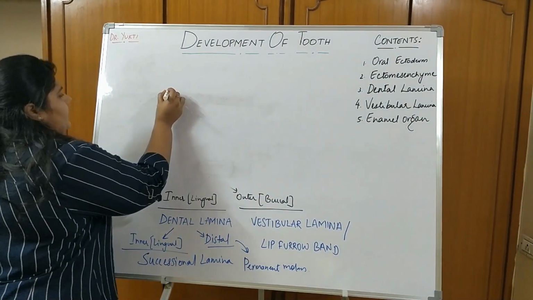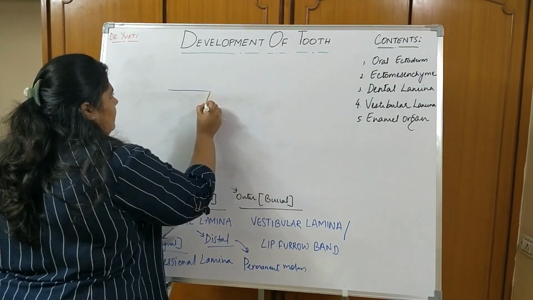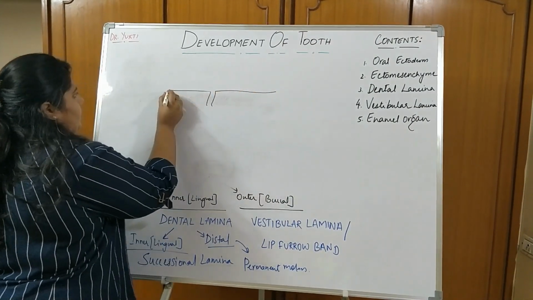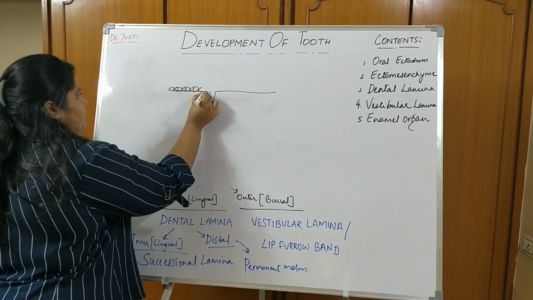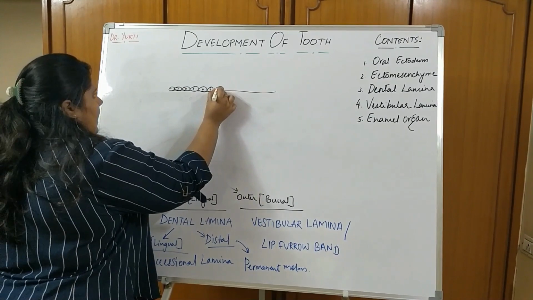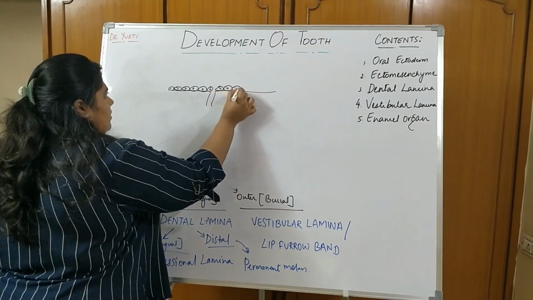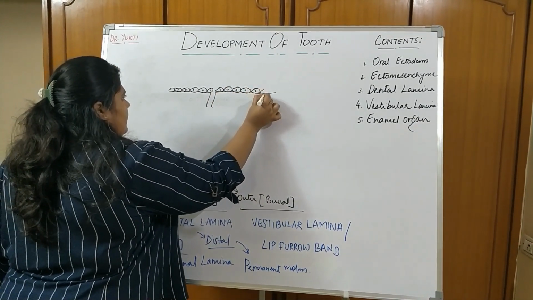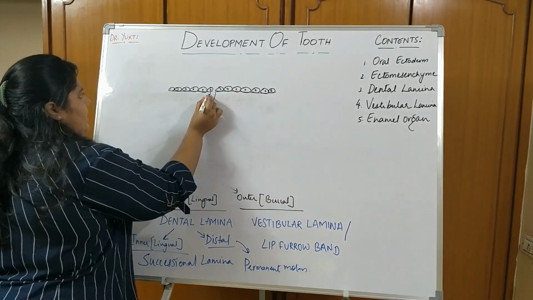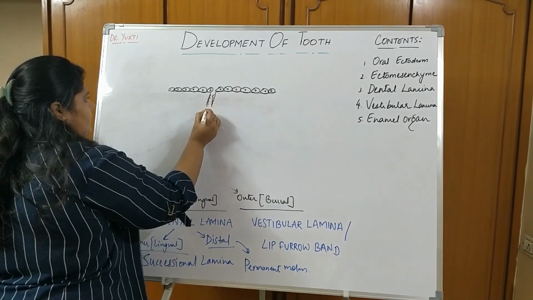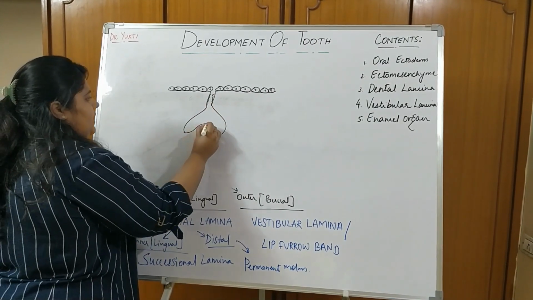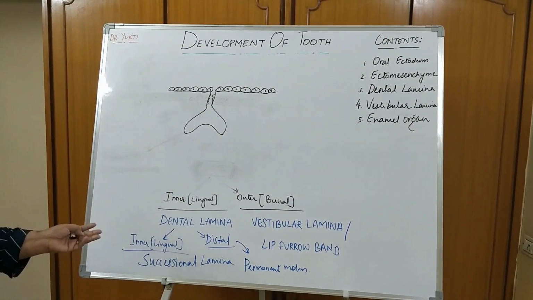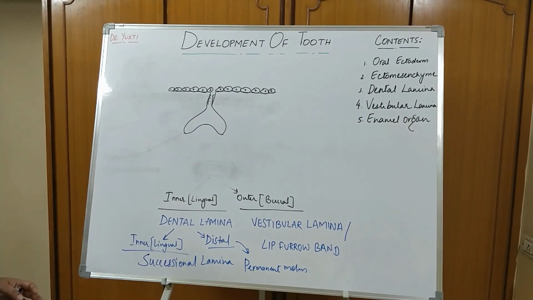So let me draw a figure here for you to understand. This is a dental lamina. This is the oral ectoderm. Okay? And from the oral ectoderm, we see the dental lamina. And this dental lamina will come and give rise to the enamel organ. All these things we will see. How does it give rise to it, what is the shape of the enamel organ, what is the function of the enamel organ? We will just see in a few minutes.